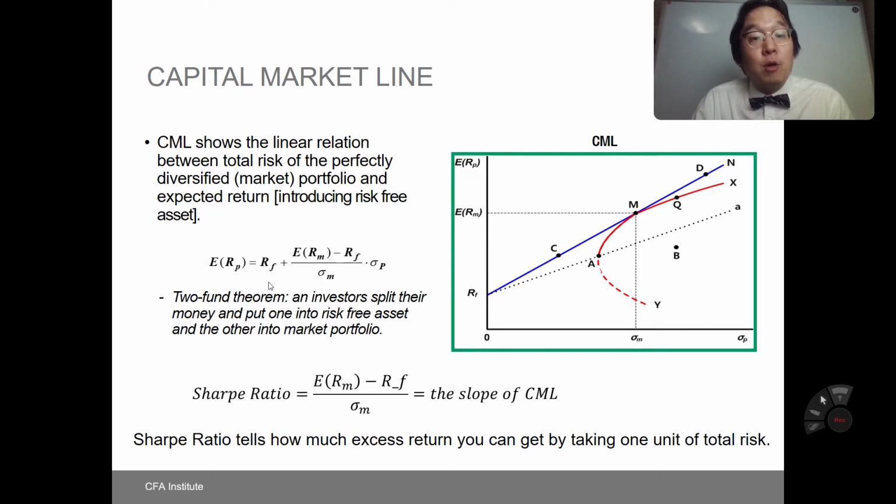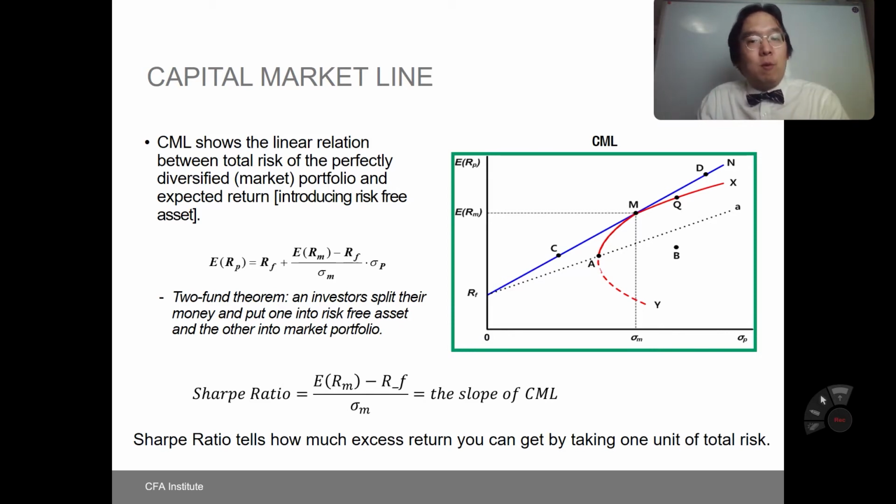The expected return of your portfolio will be the risk-free return plus the expected return of your market portfolio minus the risk-free return, divided by the standard deviation of return on your market portfolio, which is the market portfolio risk, times the risk of your portfolio. Two-fund theorem: investors split their money and put one part into the risk-free asset and the other into the market portfolio. This is exactly what I told you. A part of your investment has to go into your risk-free asset, and the other part goes into the risky asset.